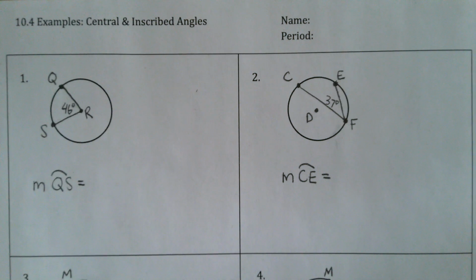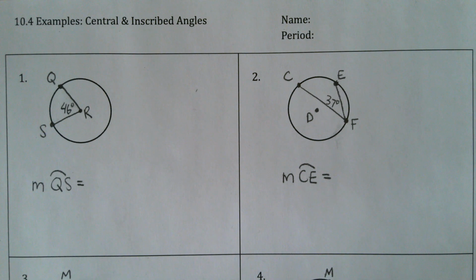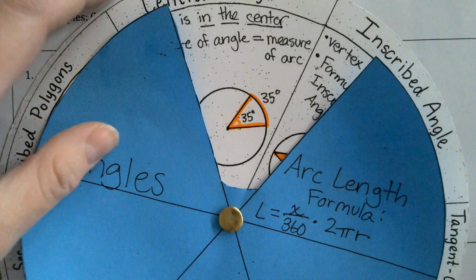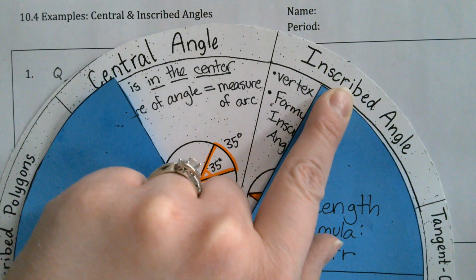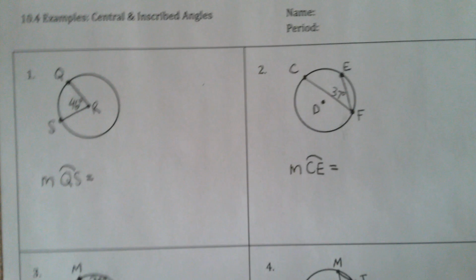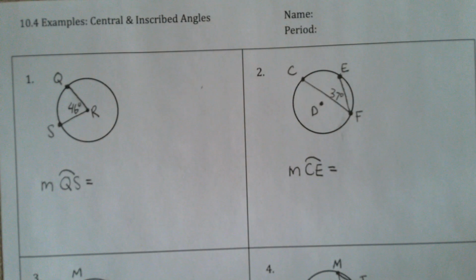Hello everyone, in today's video I will be going over these 5 examples. To do this and to understand it, you have to have your spinner filled out, and specifically we're going to focus on these 2 sections, the central angle section and the inscribed angle section. So let's look at number 1.